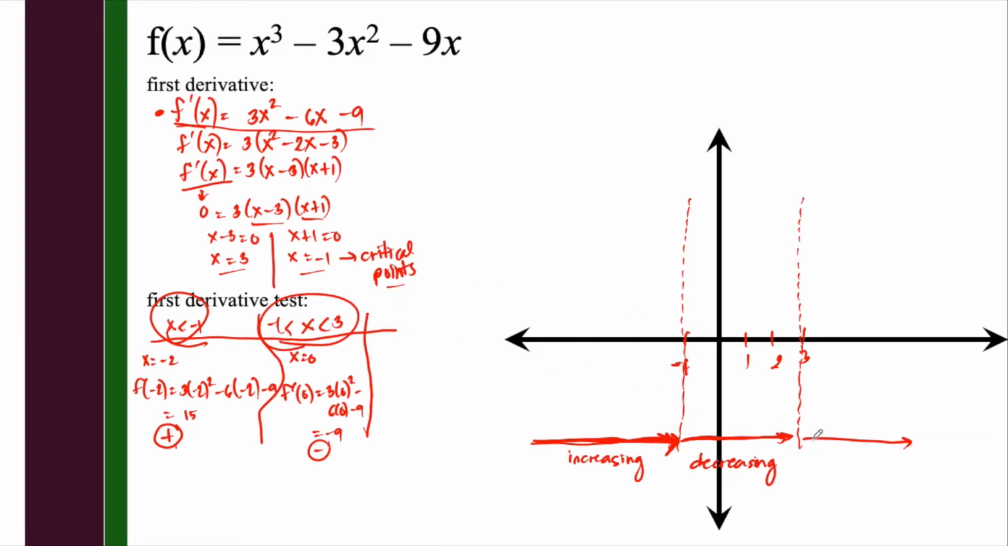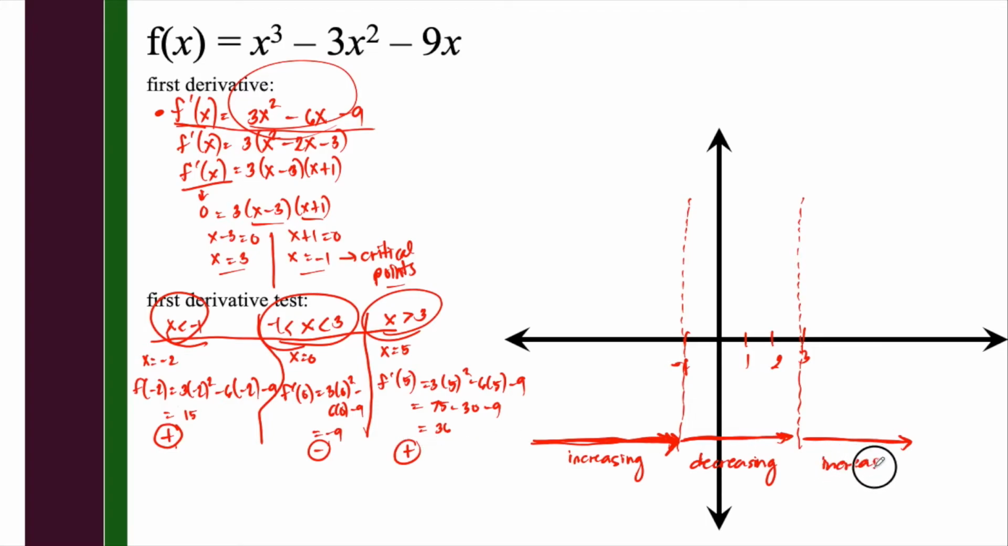Now, how about the interval from 3 onwards, so x greater than 3? Let's take any value that's greater than 3, suppose 5. Substitute 5 into the first derivative. So we have 3 times 5 squared minus 6 times 5 minus 9. That is 75 minus 30 minus 9, so that is 36, which is still positive. Since this is positive, that indicates that at this interval the slope of the tangent line is positive, indicating that the graph is increasing.